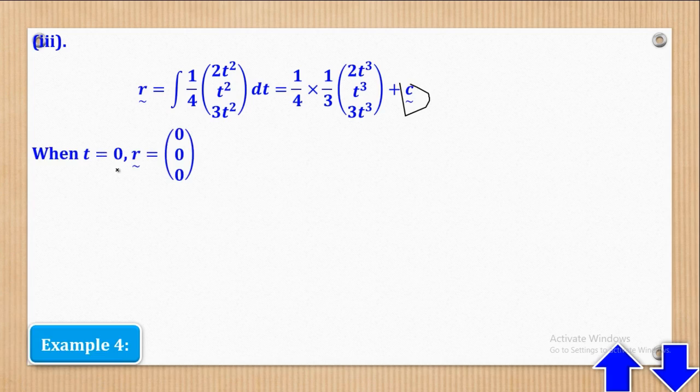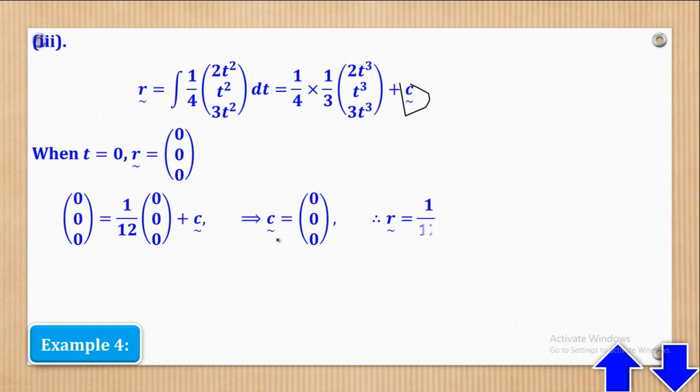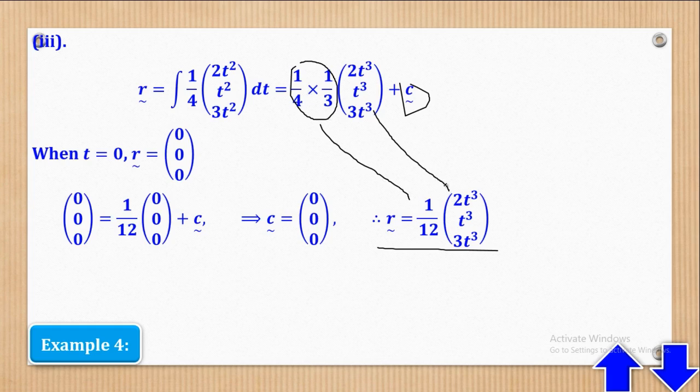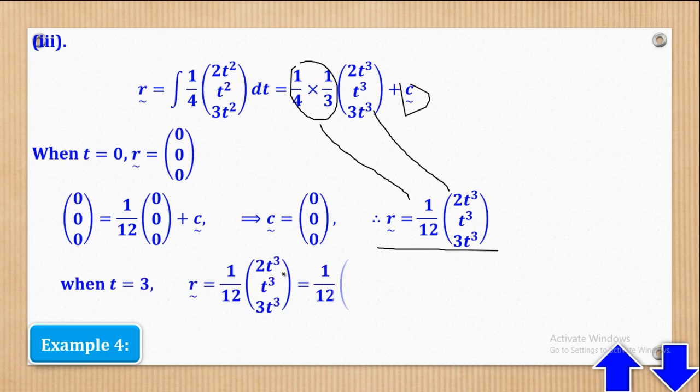So when t is equal to 0, initially the particle is at point 0, 0, 0, which is the origin. Therefore, when I substitute, I'll come up with c being equal to 0, 0, 0. Therefore, my displacement from origin will be 1 over 12, since a quarter times 1 over 3 gives you 1 over 12, and this gives you the displacement vector. Therefore, when t is equal to 3, I'll substitute for t to come up with my displacement being equal to 4.5, 2.25, and 6.75.